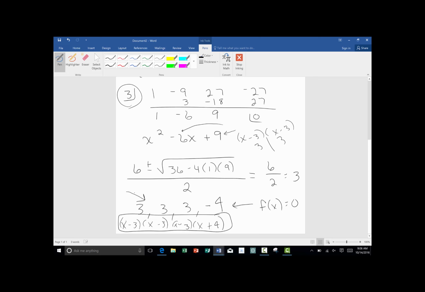These are the zeros. So if it said find the zeros, that's what you've got. If it says factor, that's what you've got.